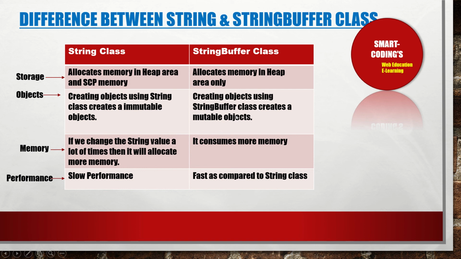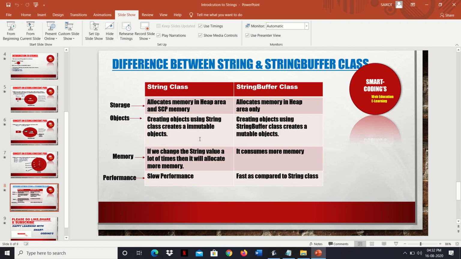Mutable means changeable. We can change the string value, but in this case it is non-changeable. Now, if we change the string value a lot of times, then it will allocate more memory. Suppose using a string class, let me show you this one.